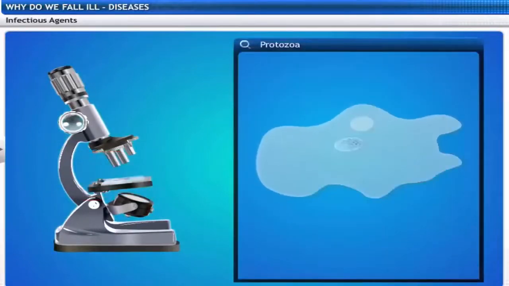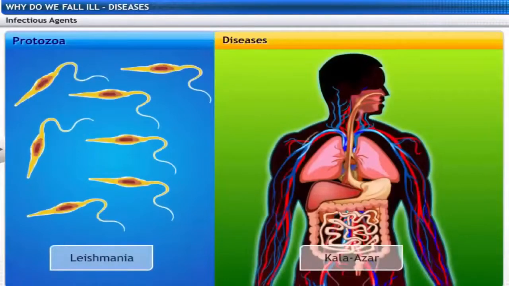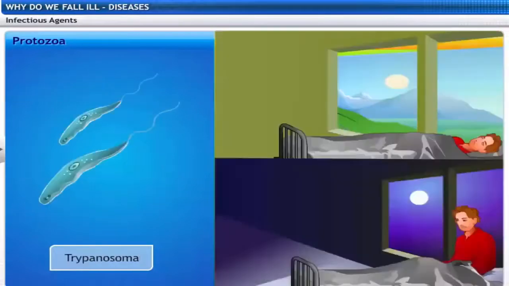Protozoan organisms like Leishmania cause Kala-Azar disease, manifested with fever and enlargement of the liver. Trypanosoma cause sleeping sickness, manifested with confusion, sleeping during the day, and staying awake during the night.